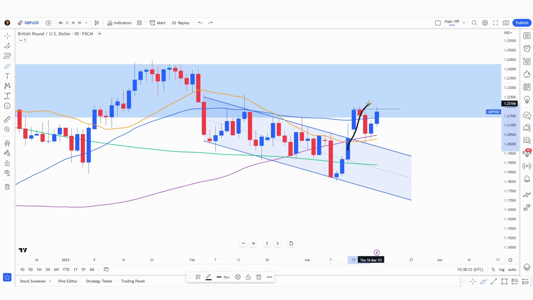A nice little channel over here was broken towards the upside, had a little pullback towards the 120 moving averages. It bounced off the 50 and 20. That's the usual way of trading. As you can see, currently break past the 50 as well.